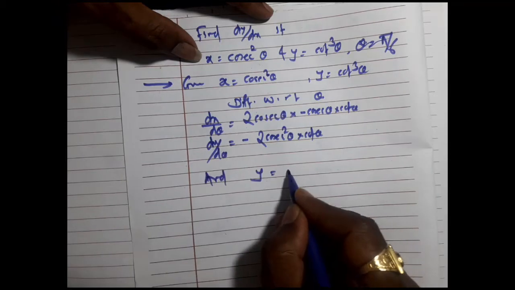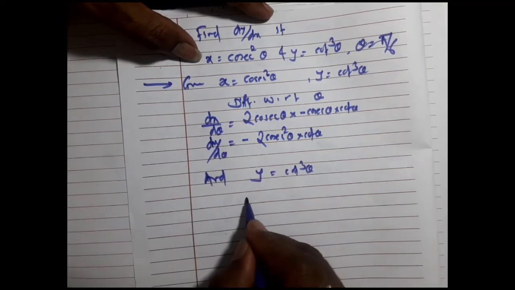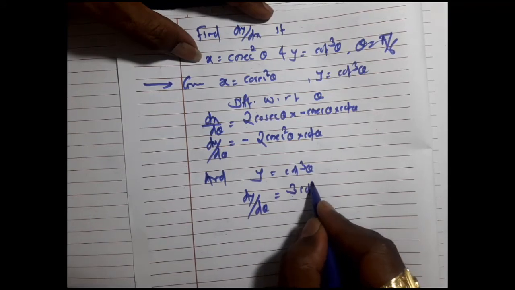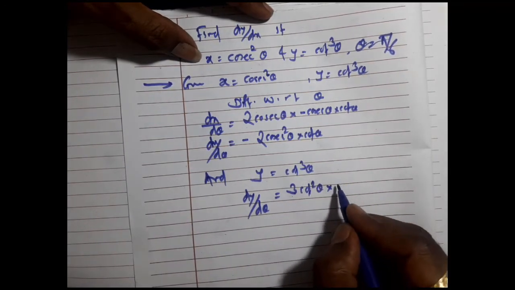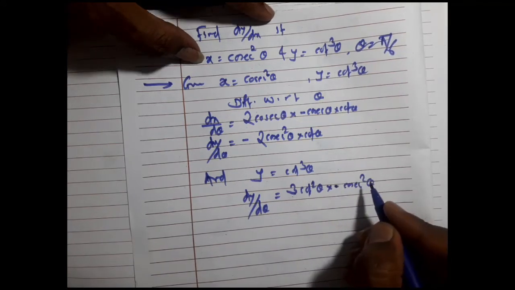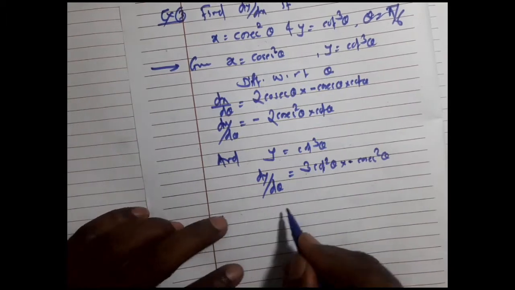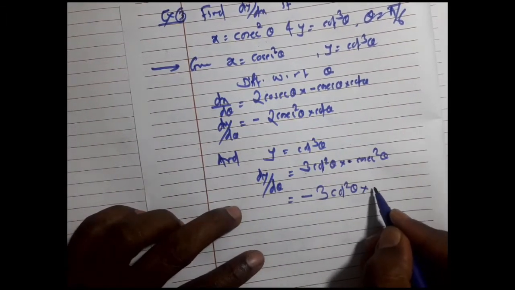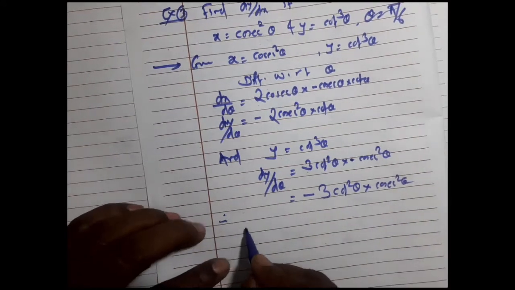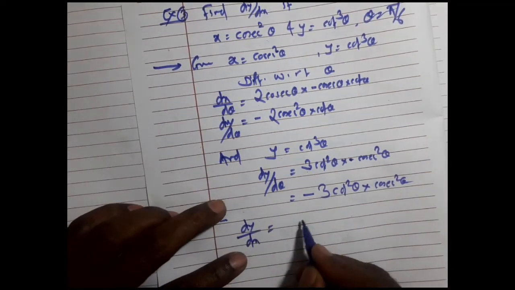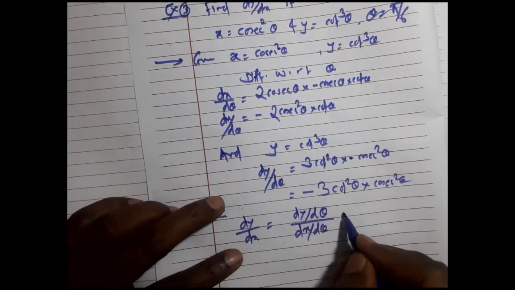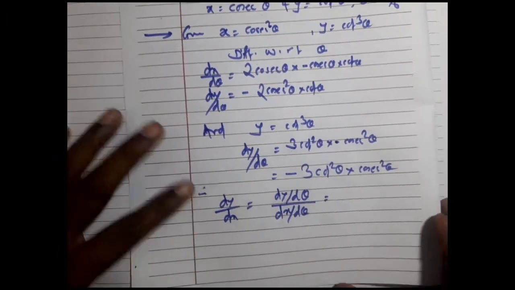And y is equal to cot cube theta. So differentiate with theta is 3 cot square theta, and cot theta derivative is minus cosec square theta. Therefore, this is minus 3 cot square theta into cosec square theta. Therefore, dy by dx is dy by d theta upon dx by d theta.